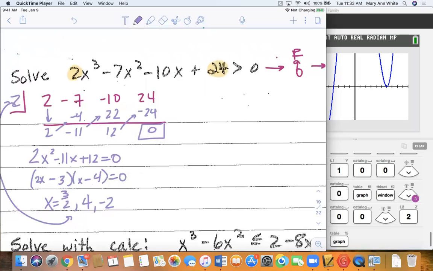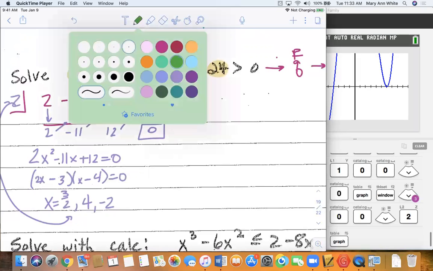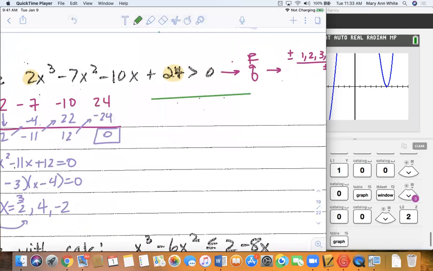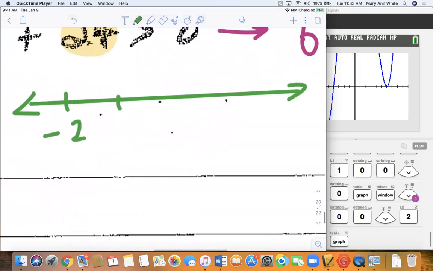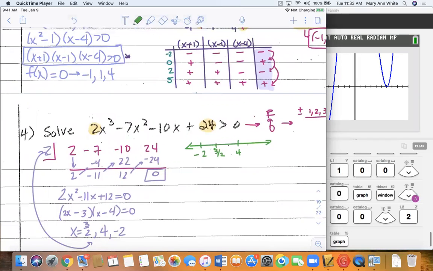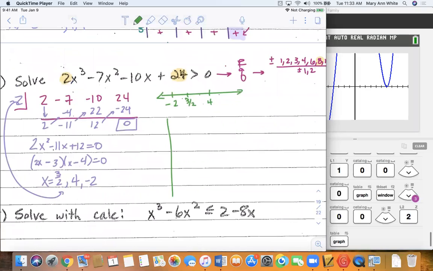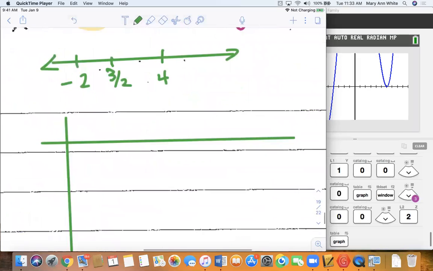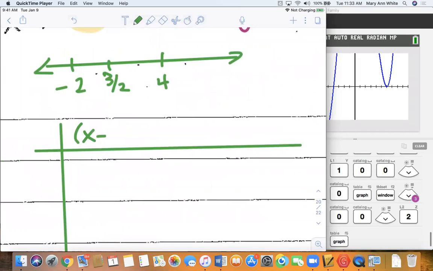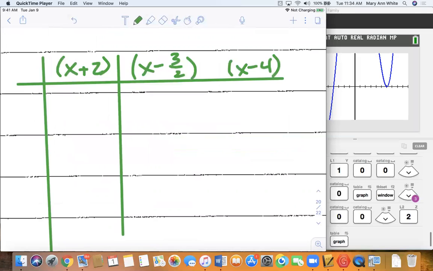All right, the whole reason we get it in factored form is so that we can draw a number line. So let's go draw our number line: negative 2, 3/2, and 4. Now for our sign chart, you can use the factored form that we just had, but also since we know the zeros, we can just write it like that, x minus the zero. So x minus negative 2 is x plus 2, x minus 3/2, x minus 4. There's no need to do anything too crazy or fancy here.